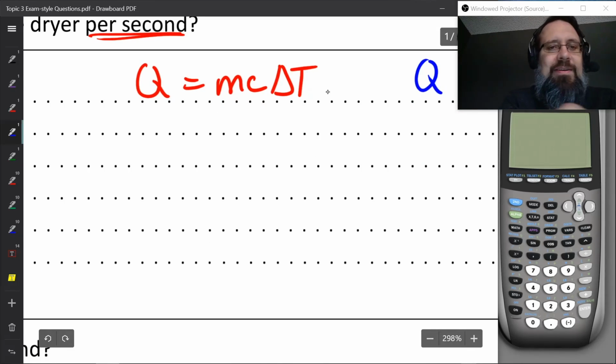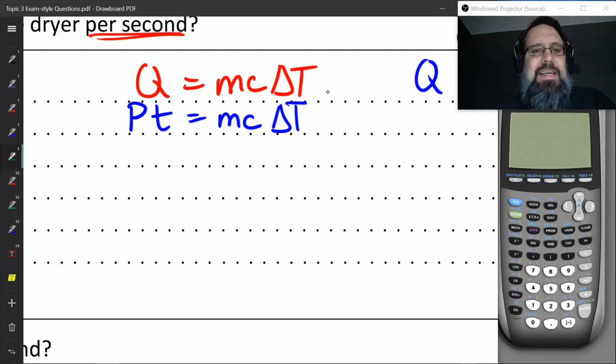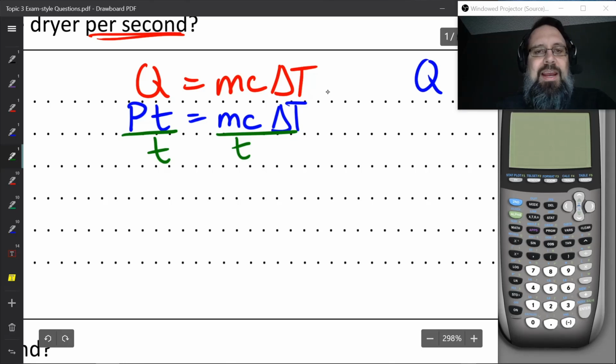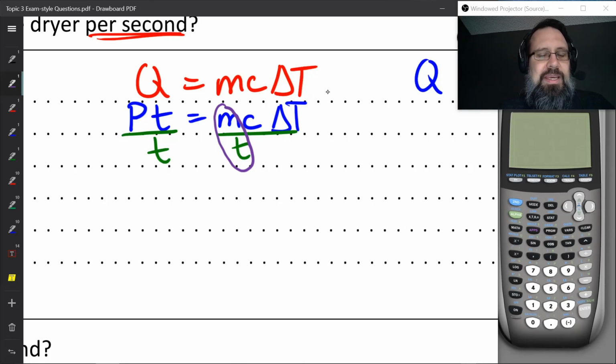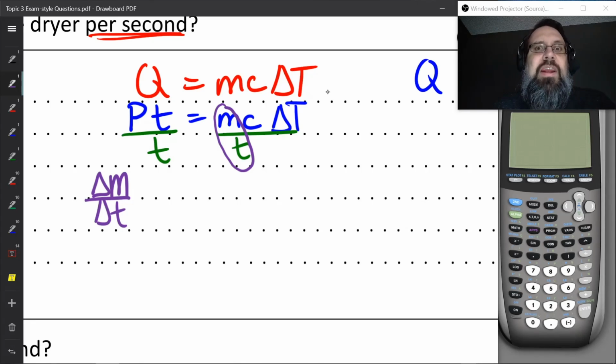And if you do that, if you write power times time equals mass times specific heat times the change in temperature, now we can find m over T because the T is right there. So if we divide both sides by T, then we can actually find m over T. So now all I have to do is just solve for what m over T would be. And so what we'd get is delta m over delta T. And the reason I'm putting deltas here is because generally a rate of change like this is how you express it. You express it as a change in mass over a change in time. It's the rate of change of mass is how you would say that.